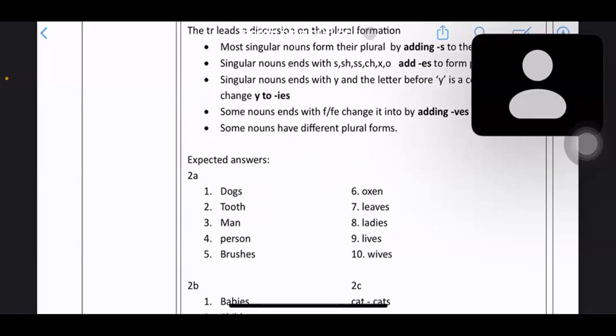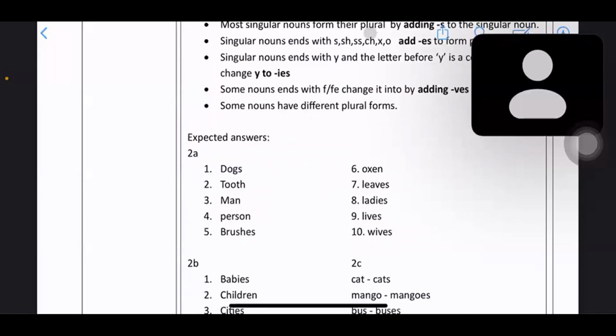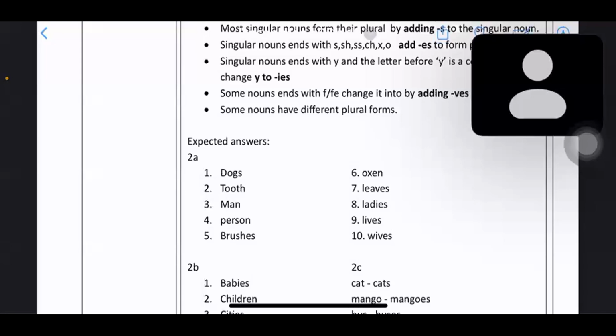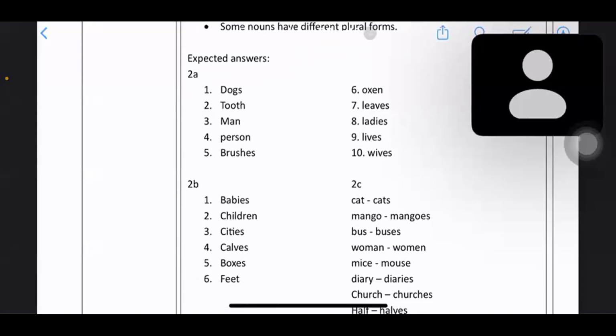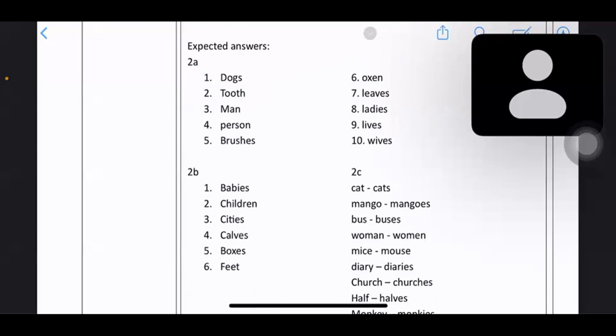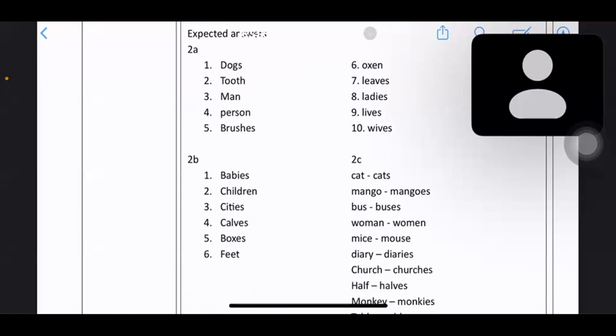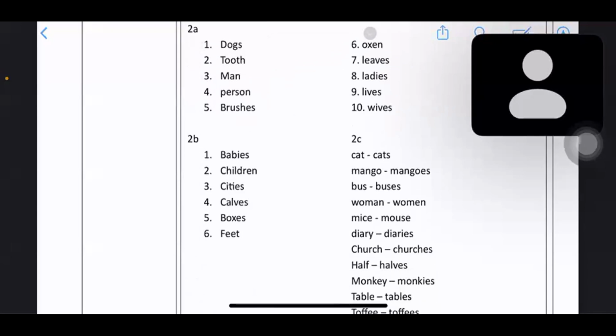For Annex 2A, the expected answers are dogs, tooth, man, person, brushes, oxen, leaves, ladies, lives, wives. There is a fill in the blanks in the table. Then Annex 2B, there are some sentences. By giving the singular form, they have to change it into plural and fill in the blanks. The answers are babies, children, cities, calves, boxes, feet.